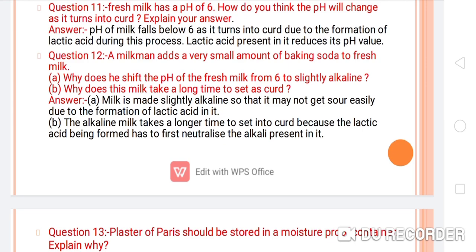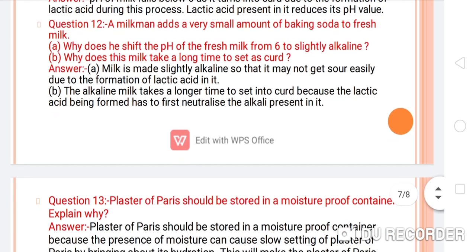A, milk is made slightly alkaline so that it may not get sour easily due to the formation of lactic acid in it. And B, the alkaline milk takes a longer time to set into curd because the lactic acid being formed has to first neutralize the alkali present in it. So this is the answer.